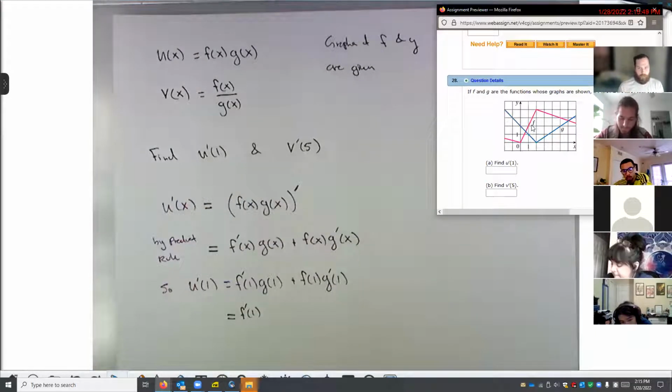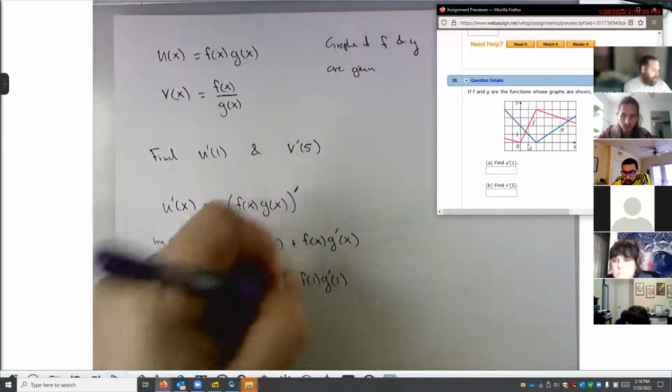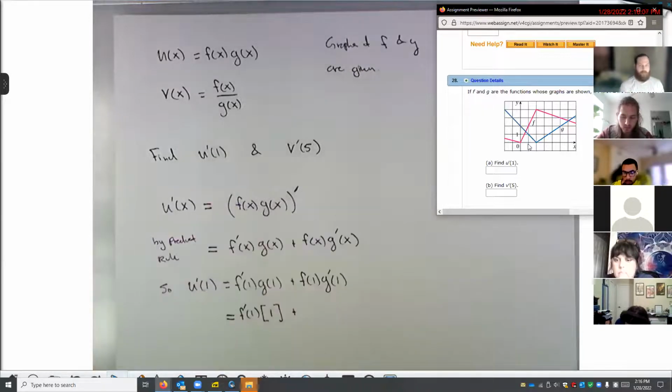So I'll just say f primed of 1 times g of 1. Can we tell what g of 1 is? Well, here's my y-axis, here's my x-axis, here's x equals 1. Looks to me like g of 1 is just 1. Plus the f of 1, not f primed of 1, but f of 1 is the y value on the pink graph where x is equal to 1. Looks to me like that is 2.